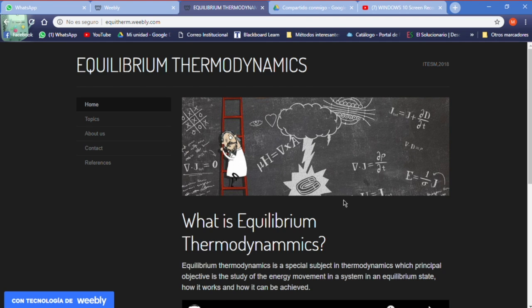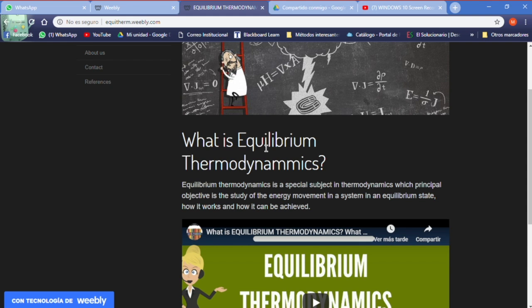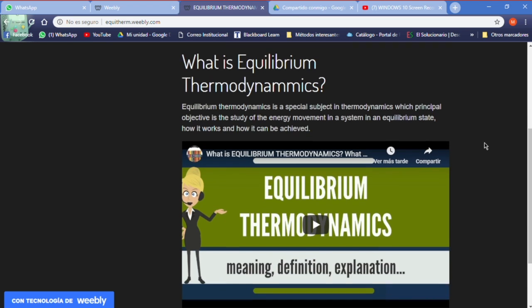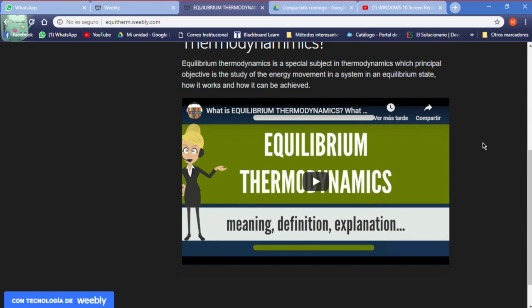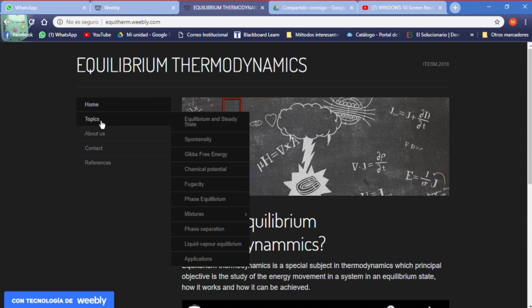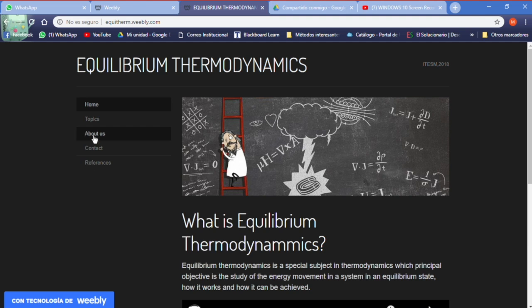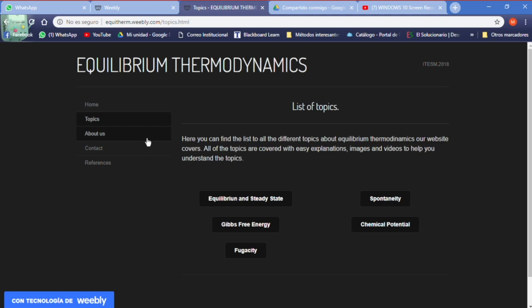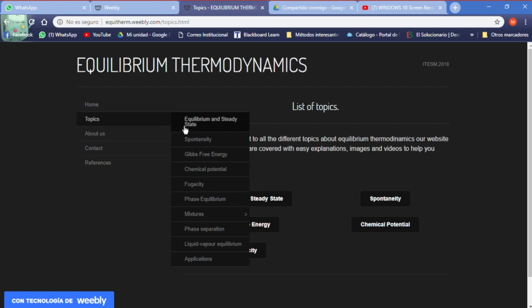Here we have the interface of our website. It looks very nice. In the first page, we find a tab that explains what is equilibrium thermodynamics. And there is an explanatory video to help the people to understand the definitions in the topic. Here in the left section, we can find some tabs. The first tab will guide us to the different topics we will talk about in this page. Also, if you want to go directly to the topics, you can choose for whatever you want.